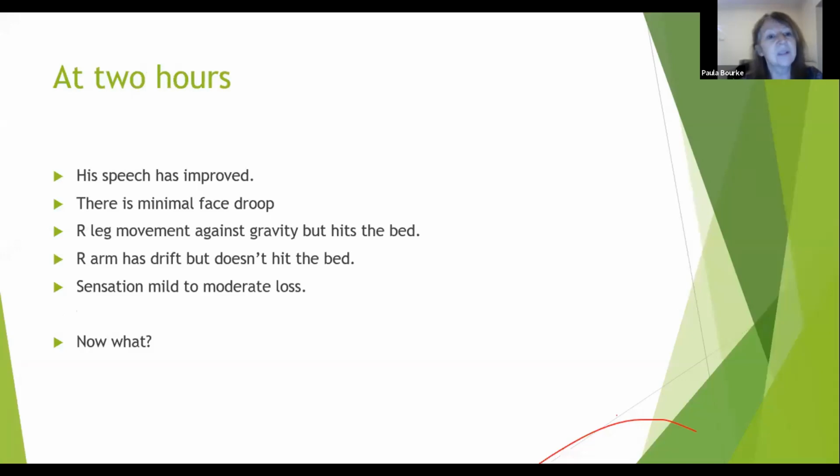At 2 hours, his speech has improved. There is minimal facial droop. His right leg moves against gravity, but it hits the bed, so that's the same as when he came in. But his right arm has drift, but doesn't hit the bed now, so that's an improvement. And he still has sensation mild to moderate loss. Okay, so he's got minimal facial droop now instead of partial, and his speech has improved. So he's definitely on the right track.